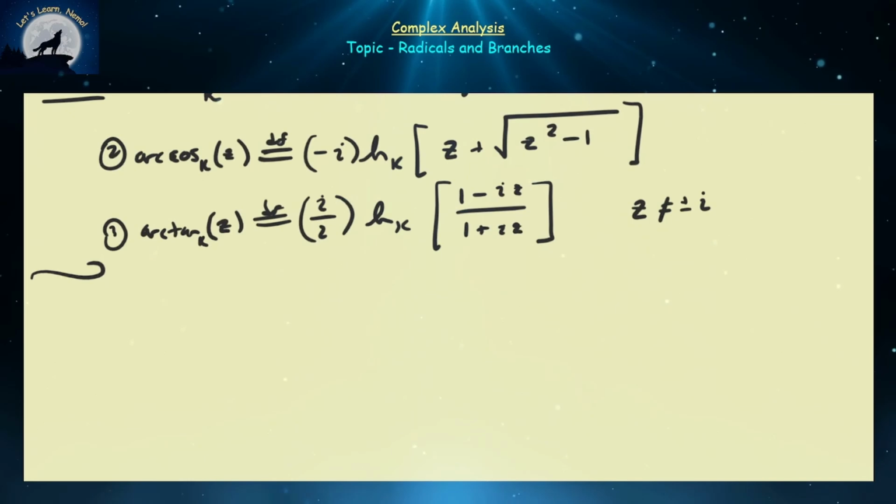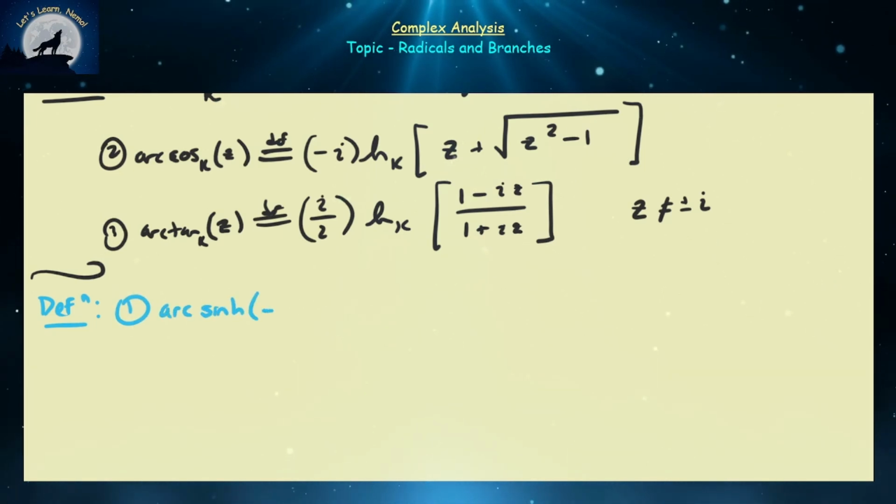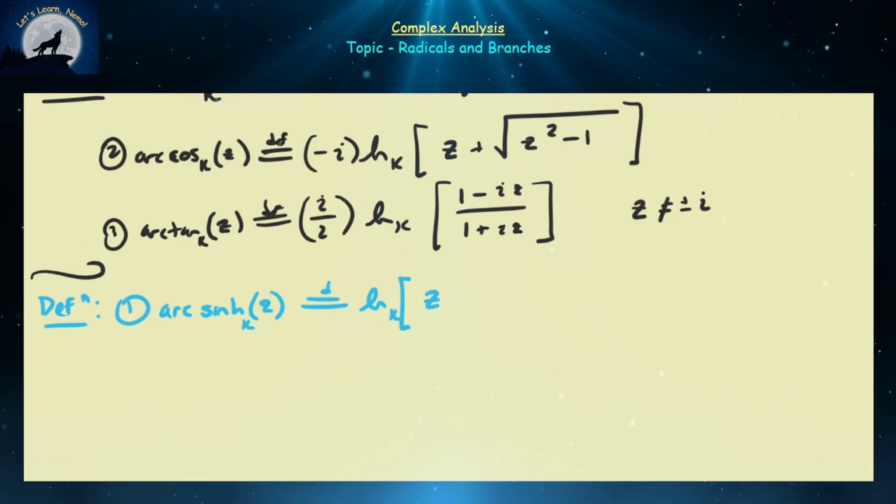So those are for our circular functions. Can we define inverses for your hyperbolic counterparts? Of course you can. So the inverse hyperbolic sine function will be defined in a similar way, the only difference is the i is not going to be out in front, because you might remember that the hyperbolic functions are a little bit nicer to work with compared to the circular counterparts. So it's going to be equal to the natural log of z plus the square root of z squared plus 1.